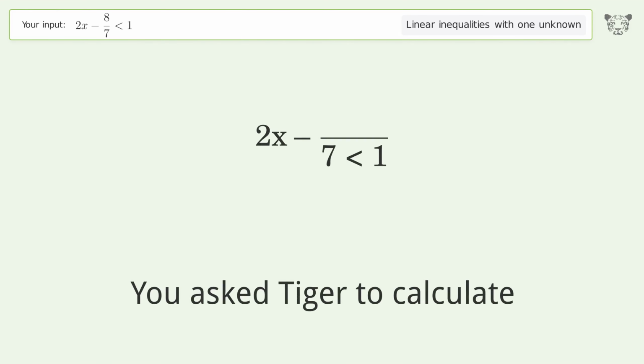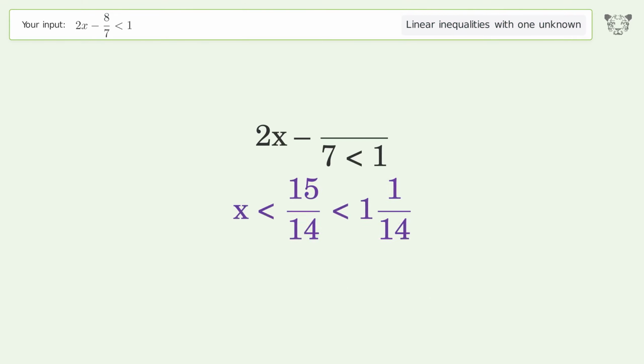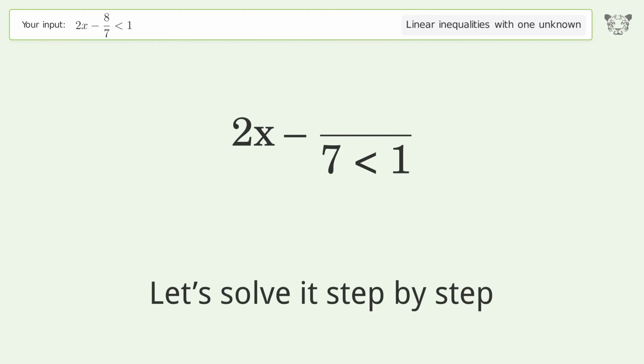You ask Tiger to calculate. This deals with linear inequalities with one unknown. The final result is x smaller than 15 over 14 smaller than 11 over 14. Let's solve it step by step.